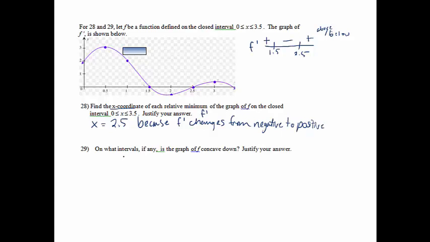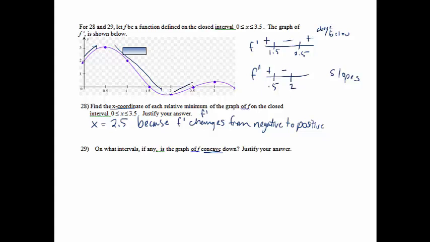Okay, for number 29, on what intervals, if any, is the graph of f concave down? Justify your answer. Okay, concavity has to do with the second derivative, so we want to do f double prime. If I'm at f prime and I'd like an f double prime chart, we're going to be looking at the slopes. Okay, so if I'm looking at the slopes, my slopes are going up, or they're going to be positive till I get to 0.5. And then they are negative all the way till I get, we'll say 2 is our turning point. It looks like a little bit before that, but we'll just kind of go with that.